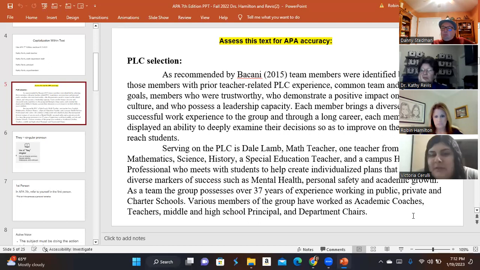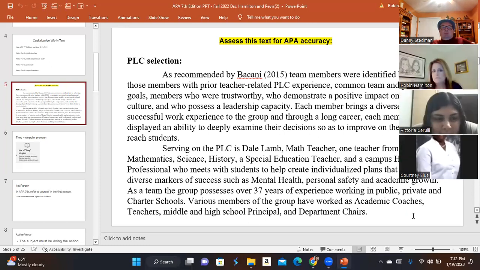They didn't introduce PLC before using the acronym. Good. That's right. They used the acronym without introducing it. Excellent. Anyone else? Mr. Lamb, the math teacher, should be lowercase. Correct. Great.